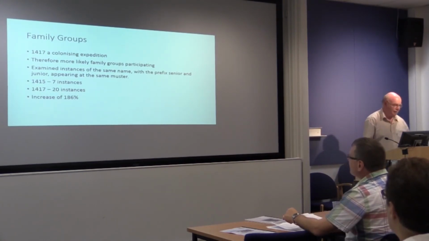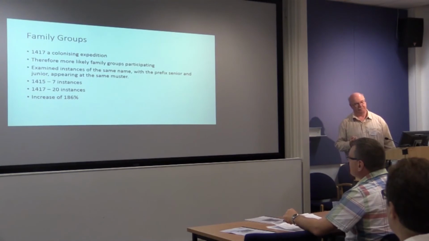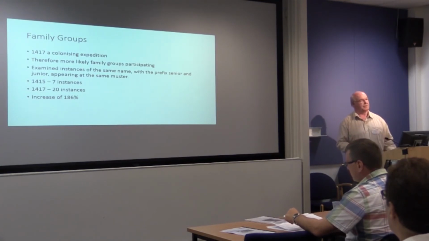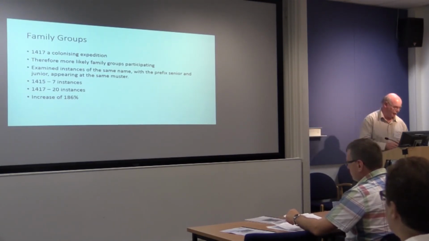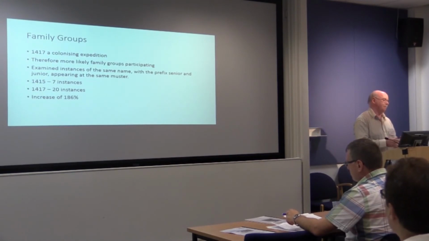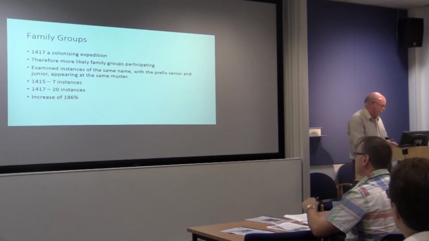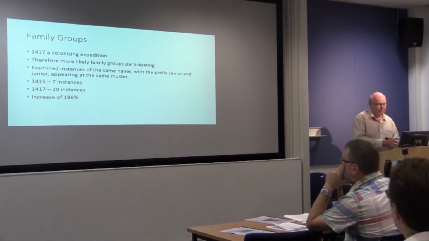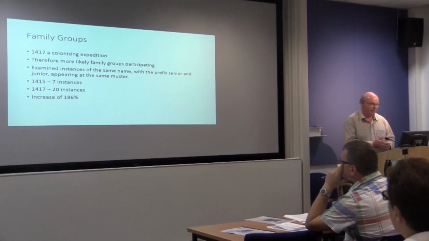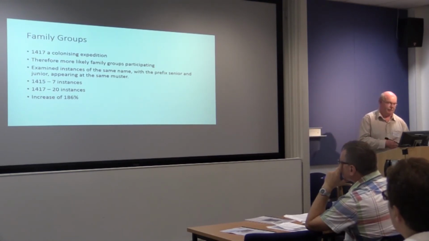And that, I think, almost certainly means they are related in some way. Not necessarily father and son, but they're related in some way. Interestingly, in most of the instances where that happens, they also appear adjacent to each other in the rolls. So again, it's an indication of positionality telling us something. In 1415, there were 7 instances. In 1417, 20 instances. So an increase of 186%.